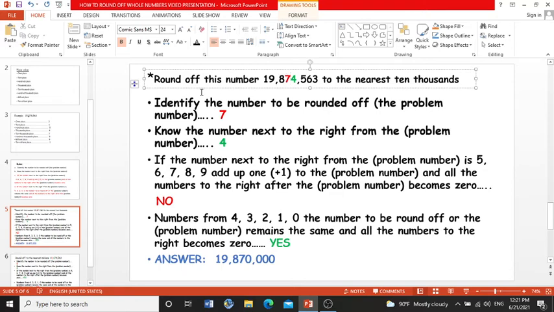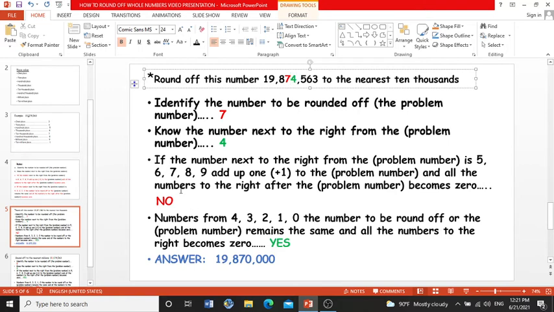So again, if I ask you what number is in the 10,000's place, that's number 7. So identify the number to be rounded off. The problem number is 7. Know the number next to the right from the problem number. So the next number to the right is 4. Look at that, 4.